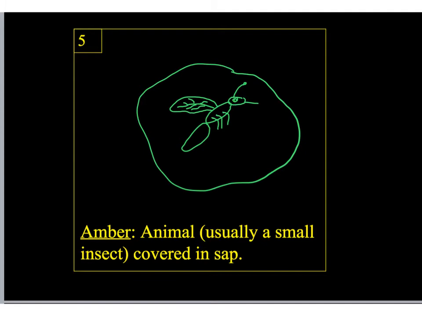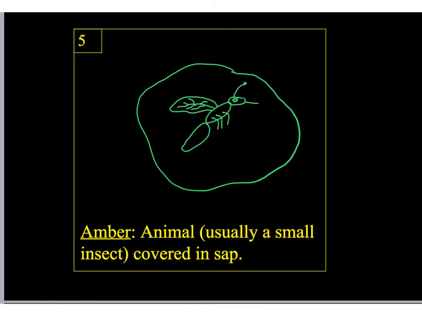With amber, it's usually a small insect or some other very small animal. I've seen ambers with frogs and other lizards, things like that. They get covered in sap, stuck in the sap, buried in the sap, and then the sap turns to amber. Probably the most famous fossil from its use in Jurassic Park, of course.